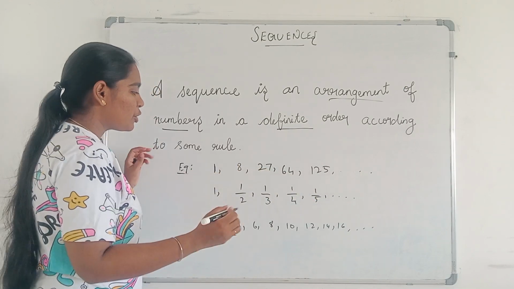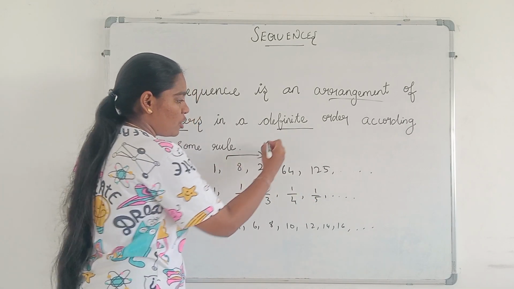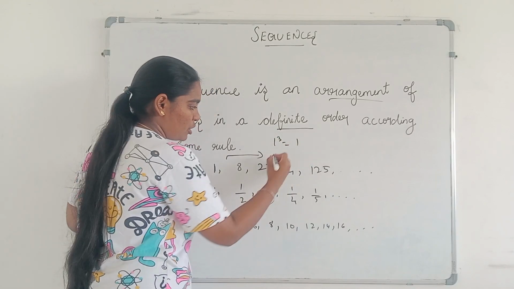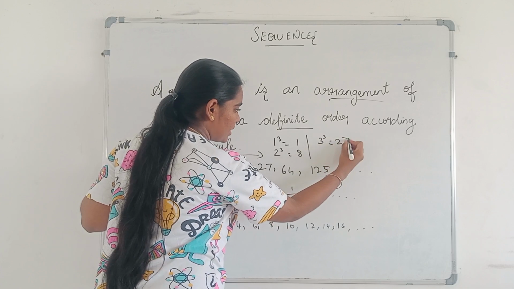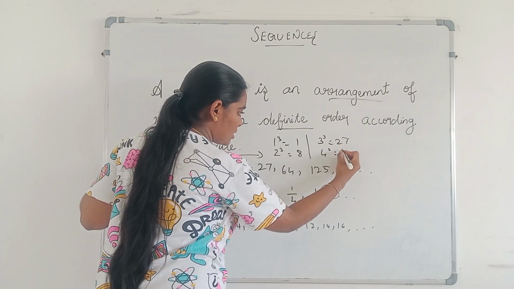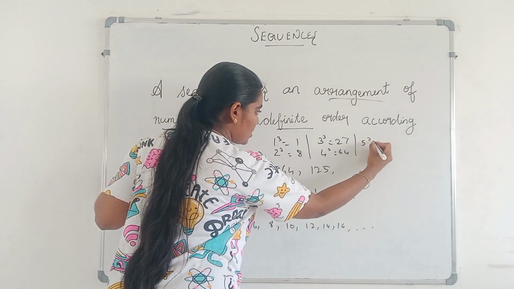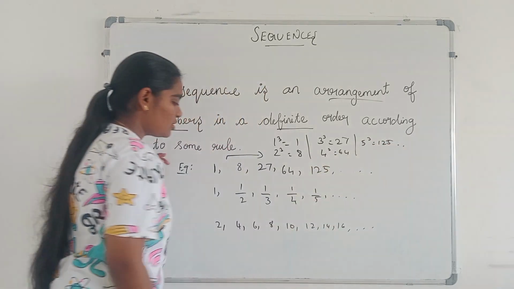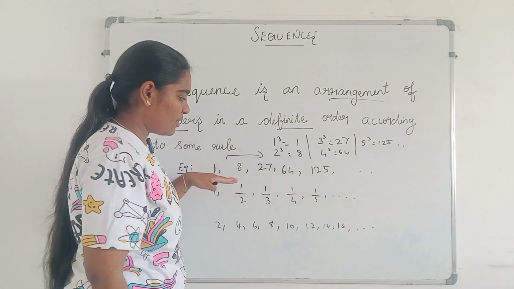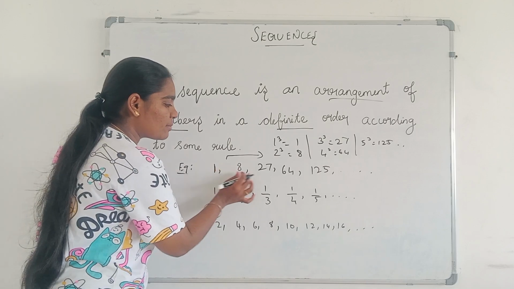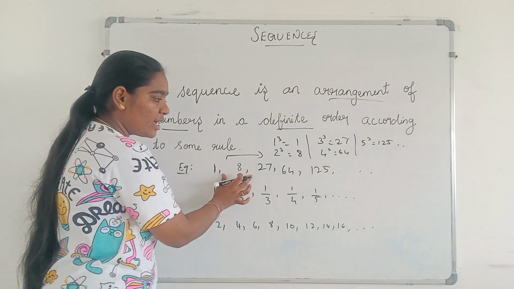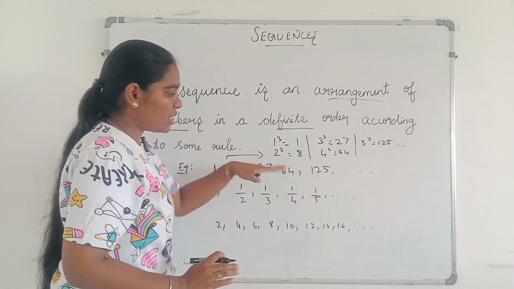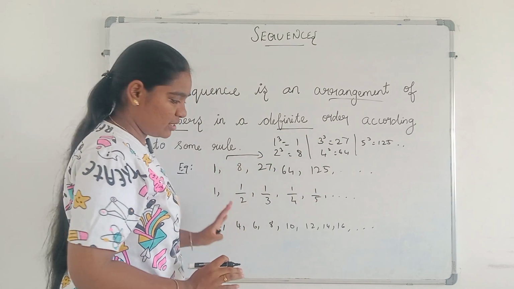These numbers are cubes of natural numbers. 1 cube is 1, 2 cube is 8, 3 cube is 27, 4 cube is 64, 5 cube is 125. So, these numbers form a sequence because they are arranged in definite order according to some rule. Here, the rule is that these numbers are cubes of natural numbers.